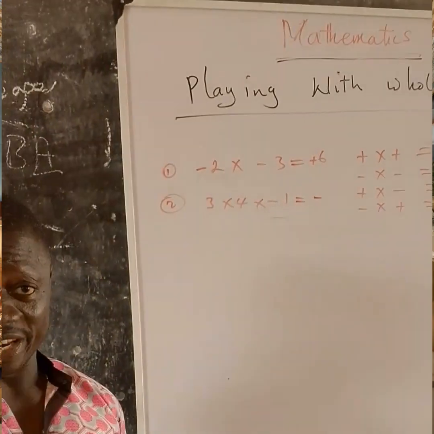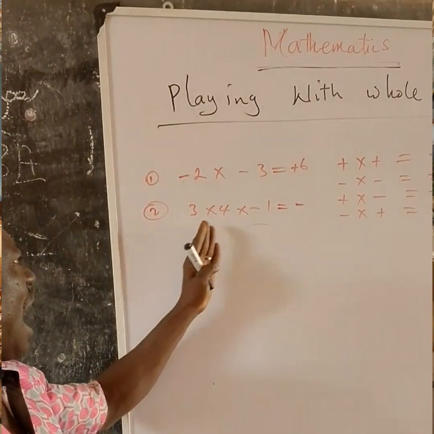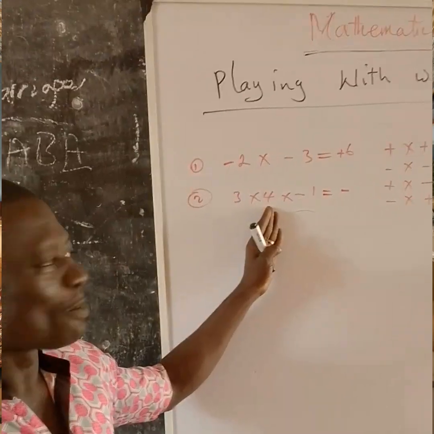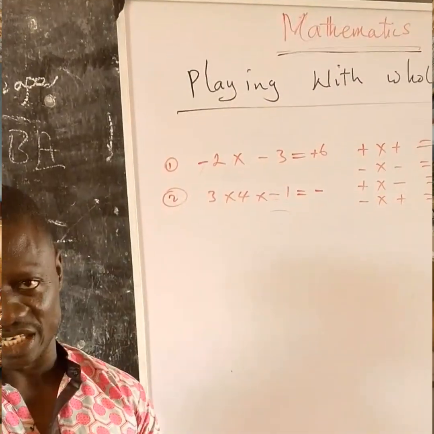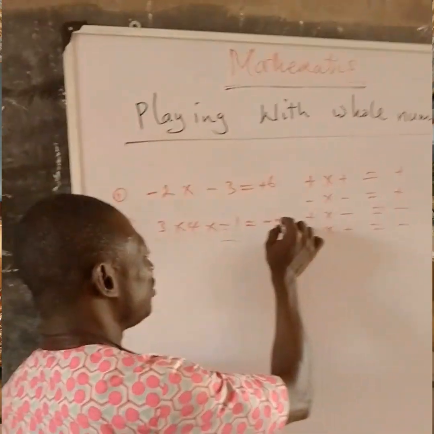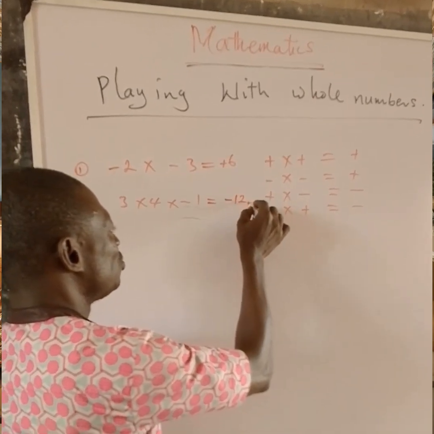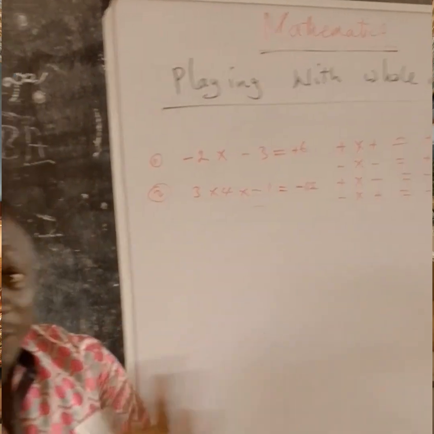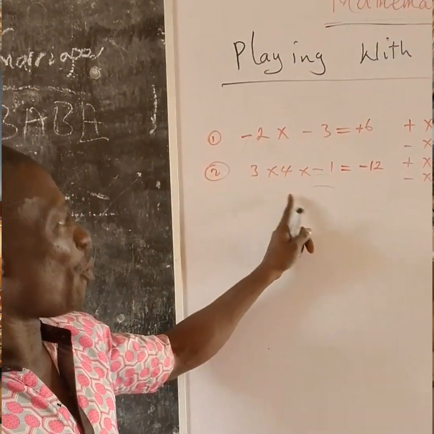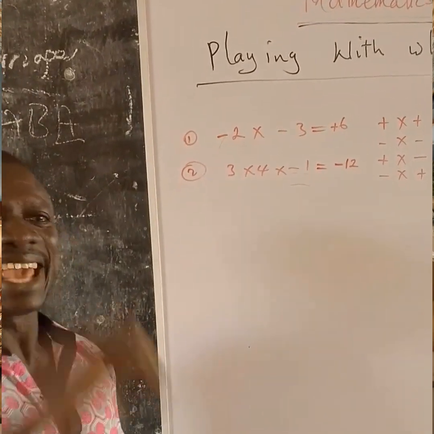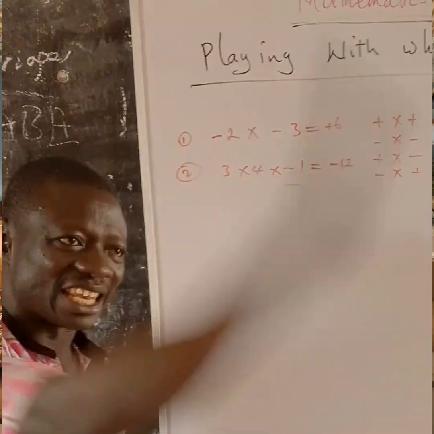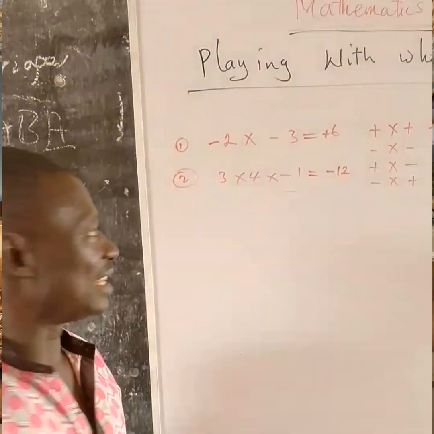We are now waiting for the answer. 3 times 4 is 12. 12 times 1 is still 12. Therefore, the answer to this will be minus 12, not minding what we started with. What counts at the end is the last sign you get at the end.